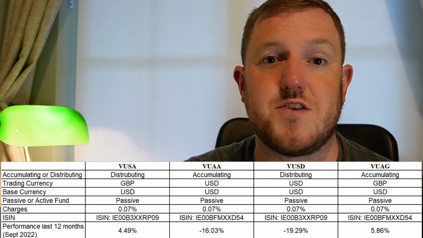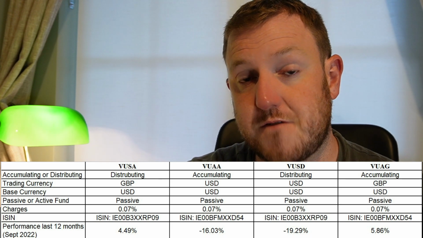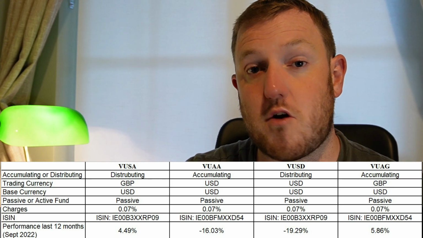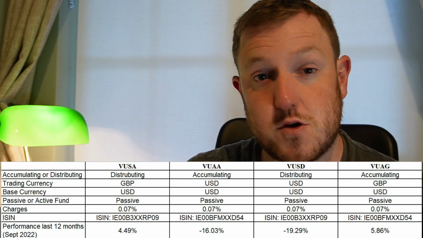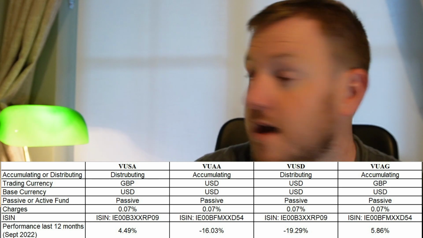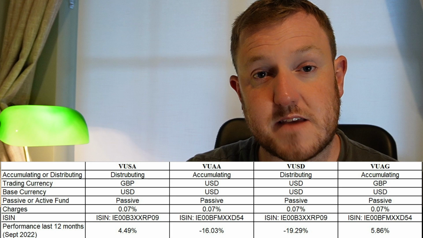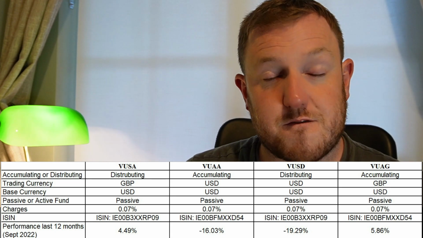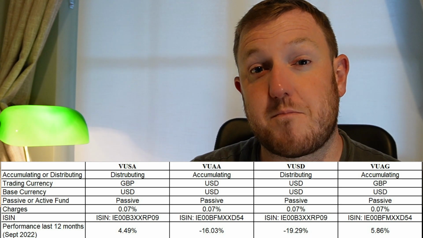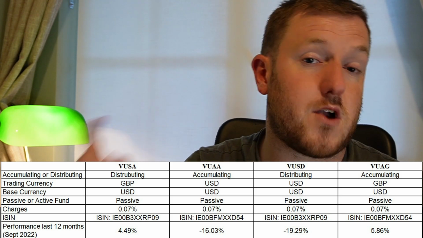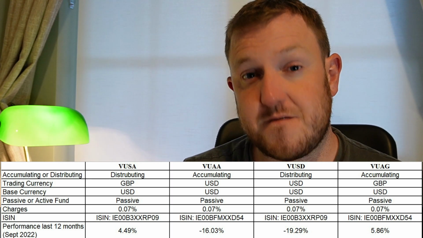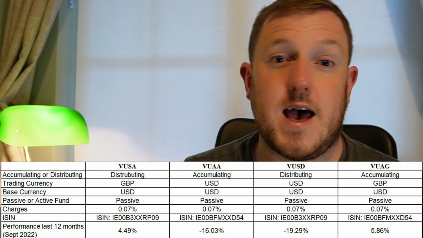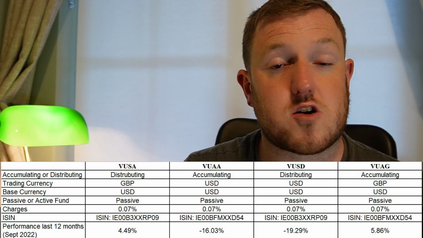To show you this marginal benefit of investing in an accumulating fund versus a distributing fund in terms of performance, let's just have a look at the returns over the last year for 2 of the funds. So we're looking at VUSA and VUAG. You can see VUAG has returned 5.86% over the last year, whereas VUSA has only returned investors 4.49%. The difference there is entirely the reinvested dividends. So those investors who chose the accumulating fund are 1.37% better off, and over a very long period of time that could add up to a lot more.